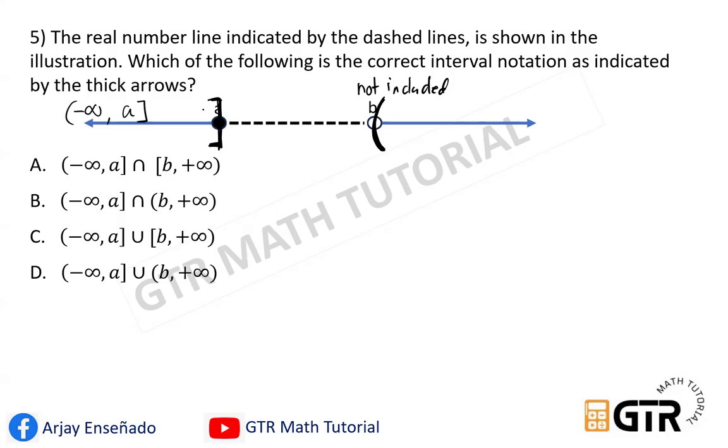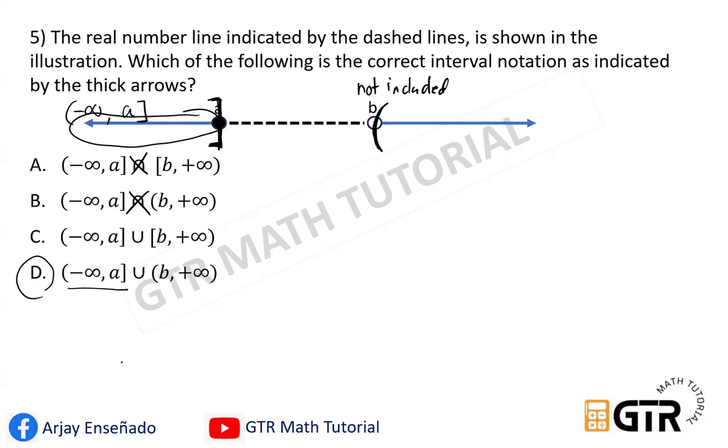Okay? And then we have two solutions, the left side and then the right side. So therefore, we have two solutions. The answer should be union. So letter A and letter B are both wrong because of the symbol, intersection. Okay? So we have negative infinity up to A. And then B is not included because it has no shade. So therefore, we use the parenthesis symbol. So the correct answer is letter D. Negative infinity up to A, A is included, union, B up to positive infinity, B is not included. Okay?